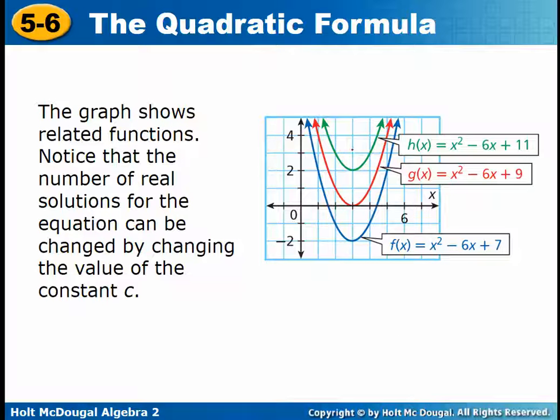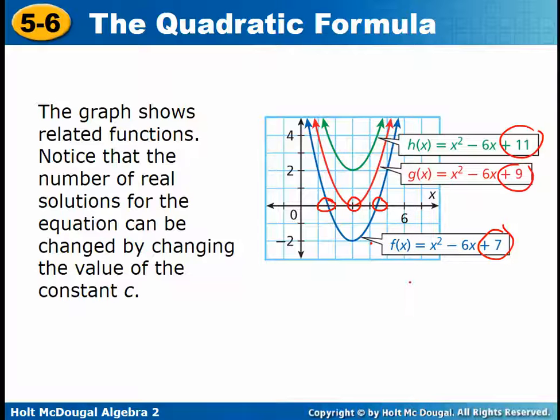Here's some examples where every one of these is x squared minus 6x. See that? They just changed the constant. And you can see that changing the constant moves it up or down on the graph. And when you move it up or down on the graph, that changes how many times it will cross the x-axis. So when it was plus 7, it crossed the x-axis 2 times. When we moved it up, it only touches at 1 point. When we move it up even more, it's not going to touch the x-axis at all.